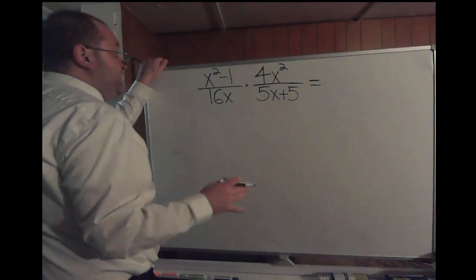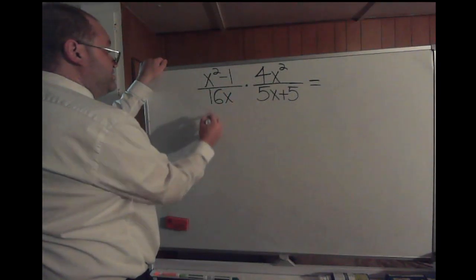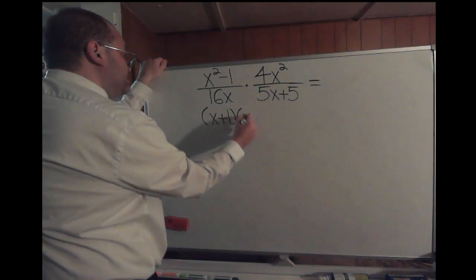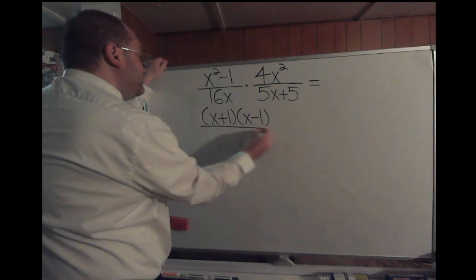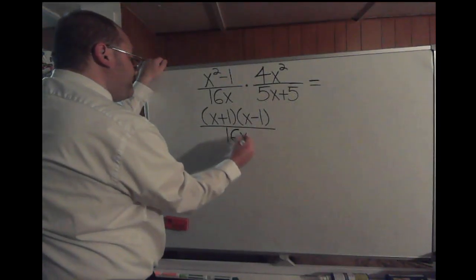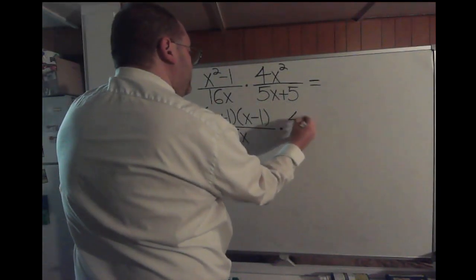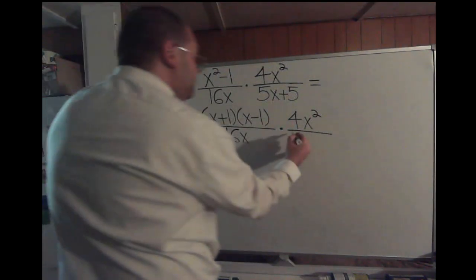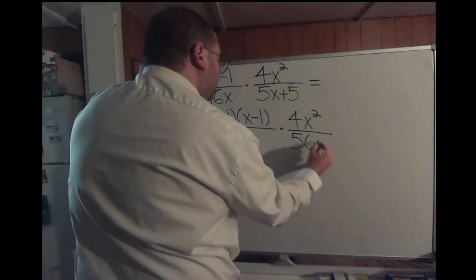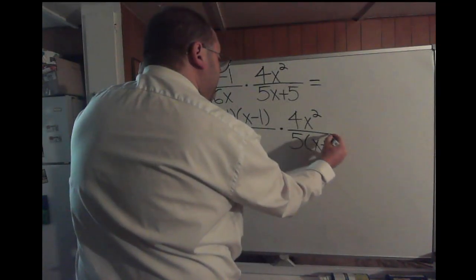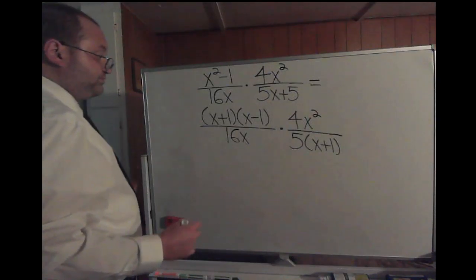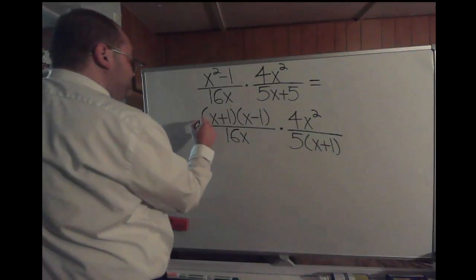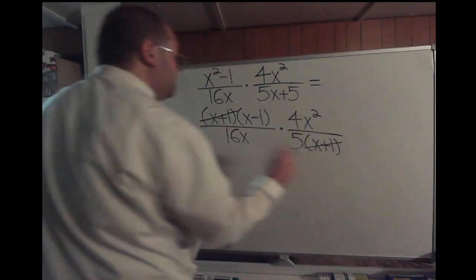First, do yourself a favor here. Factor your x squared minus 1. That would give you the quantity of x plus 1 times the quantity of x minus 1 all over that 16x times you have your 4x squared in the numerator all over, let's factor 5x plus 5. That would turn into 5 times the quantity of x plus 1. Well, it's plain to see between the numerator and denominator we have a common x plus 1 that can go away. So those are gone.